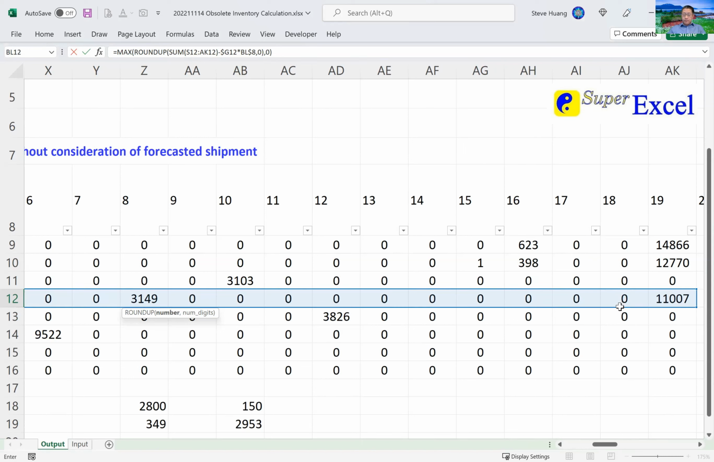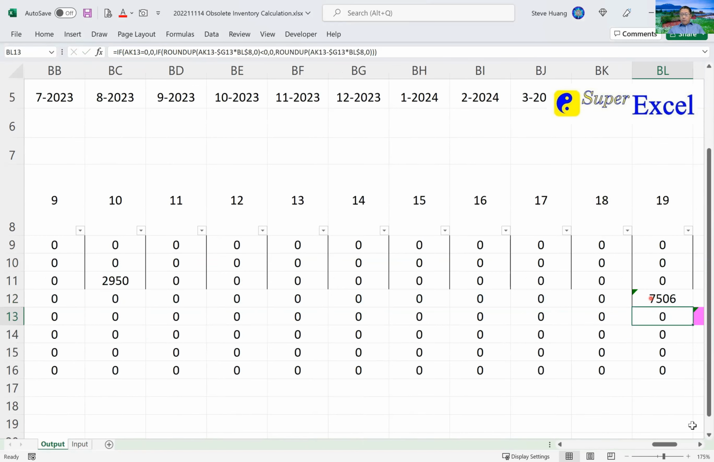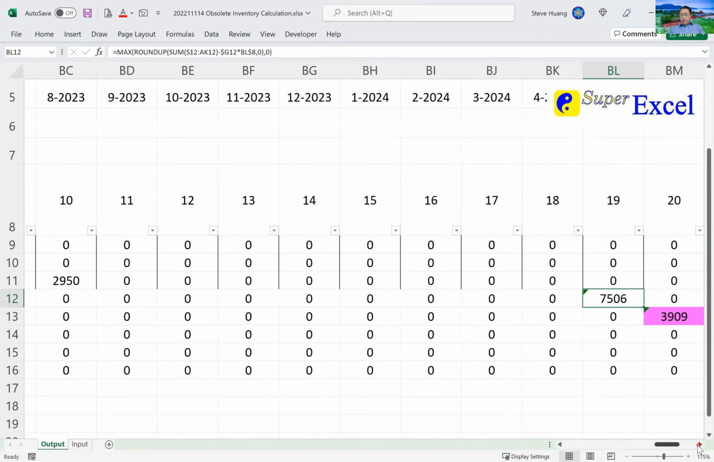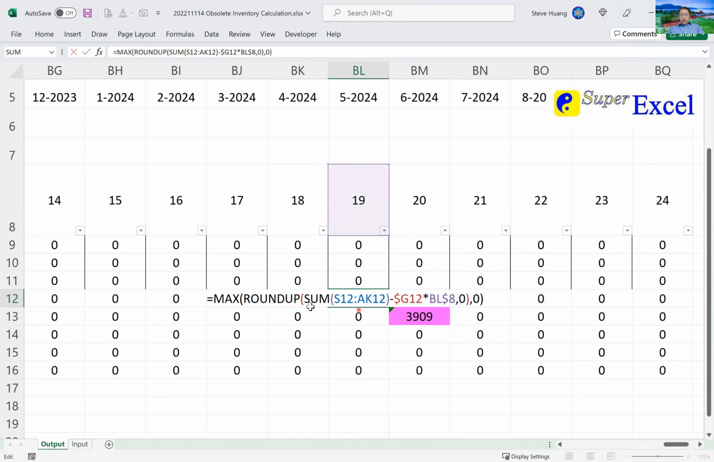So let me enter. My formula over here is using all those available inventory from week 1 to week 19, compared to how many we're going to ship, which is using that G12, which is the monthly forecast, times 19 months, that gives you how many will be shipped. Now, you notice this number is 7506, but this is not the correct number.